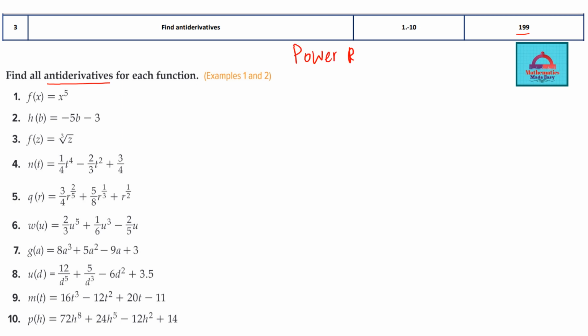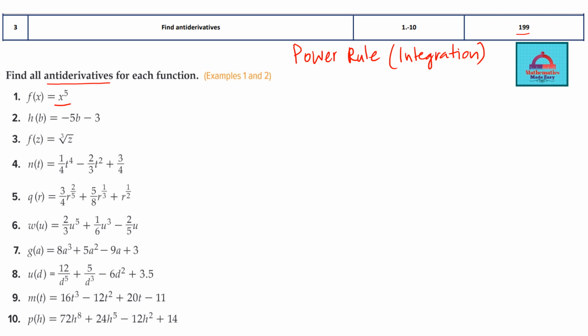So I will write the rule for you here, and remember this is the power rule that is used for antiderivatives. It is a formula from integration. So don't confuse it with the power rule of differentiation. That is different and this is different. So for the antiderivative of x to the power n, if you have something raised to a power, that's when you apply this power rule.